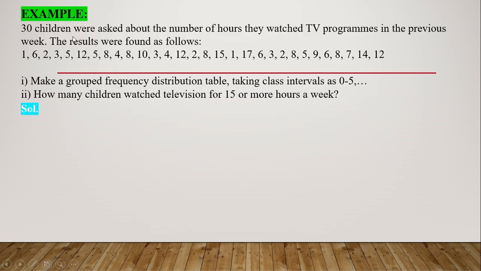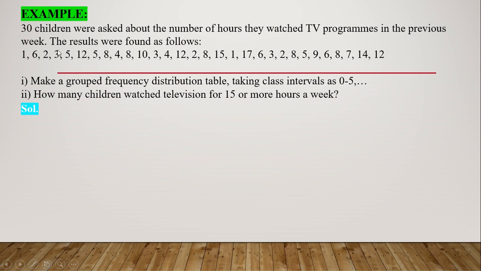30 children were asked about the number of hours they watched TV programs in the previous week. The results were found as follows. 1, 6, 2, 3, 5, 12, 5, 8, 4, 8, 10, 3, 4, 12, 2, 8, 15, 1, 17, 6, 3, 2, 8, 5, 9, 6, 8, 7, 14, 12. These are the number of hours 30 children watch TV programs.